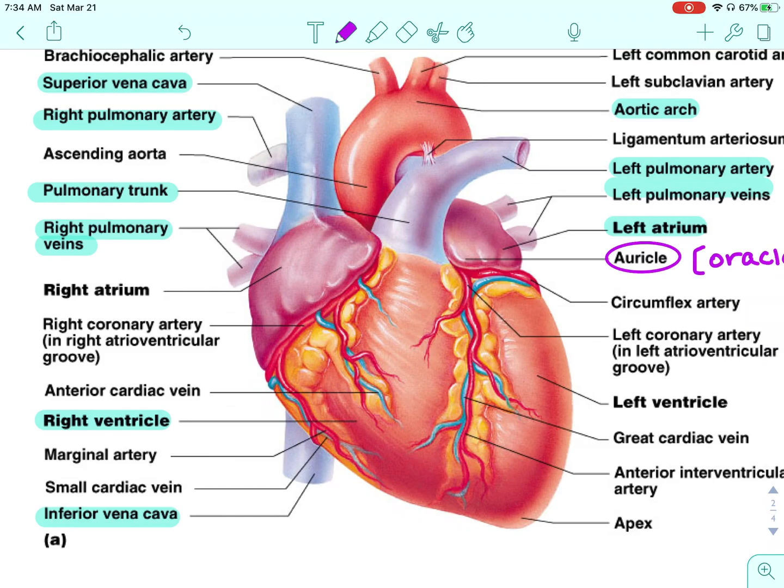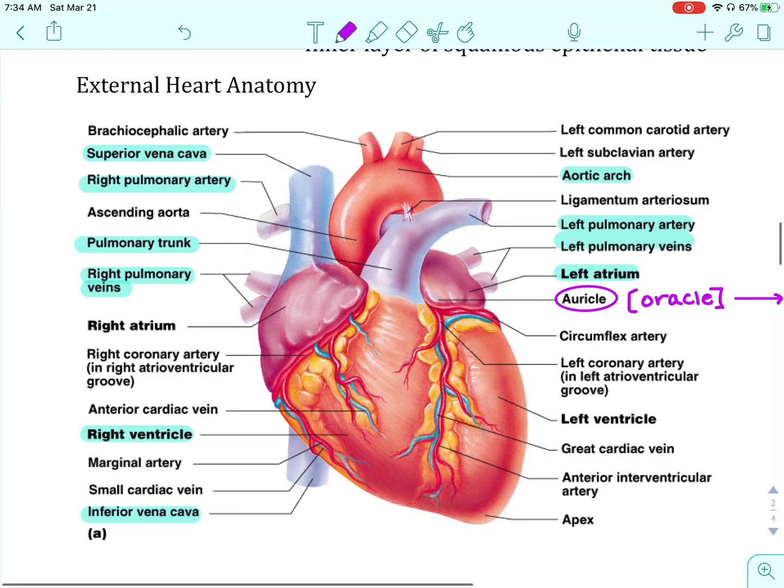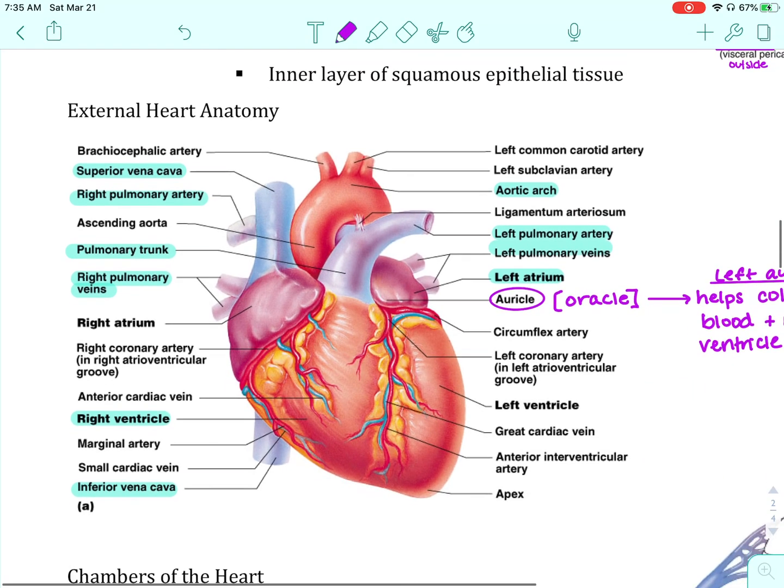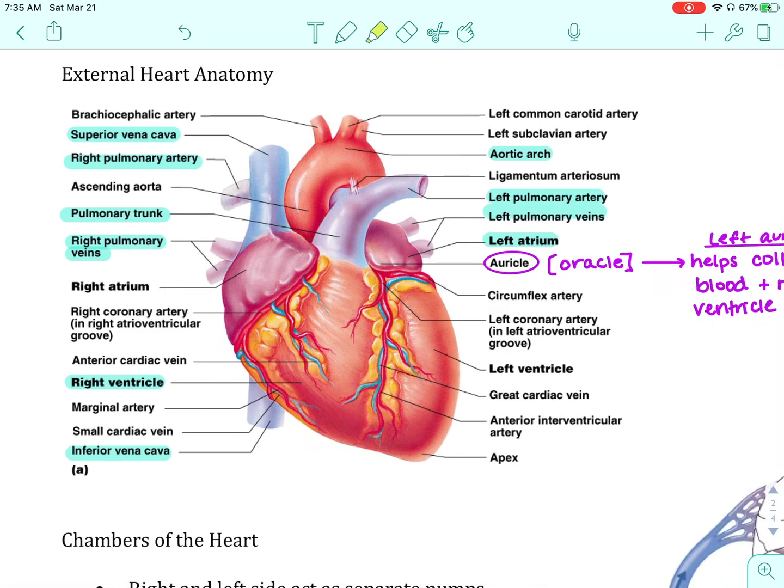And that brings it through the left atrium, down through the left ventricle, and then out the aorta, where it gets pumped to the rest of the body. So, I think I forgot to highlight one of these. There we go.